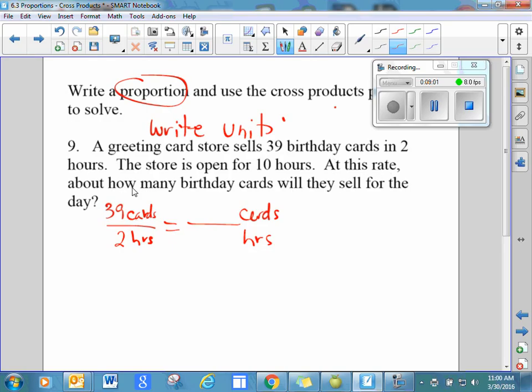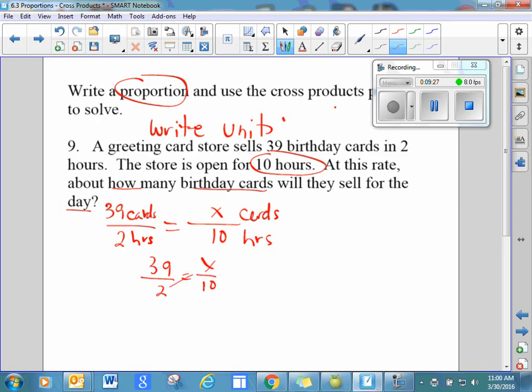At this rate, how many birthday cards? You know you're looking for the number of cards. That's our X. Will they sell for the day? And they tell us that the store is open for 10 hours. So now we've set up our proportion. We've got cards and cards and hours and hours. Now we rewrite and drop the units so we can do our algebra.